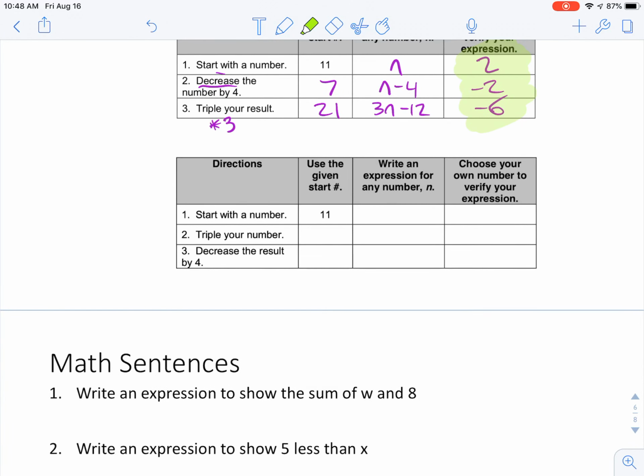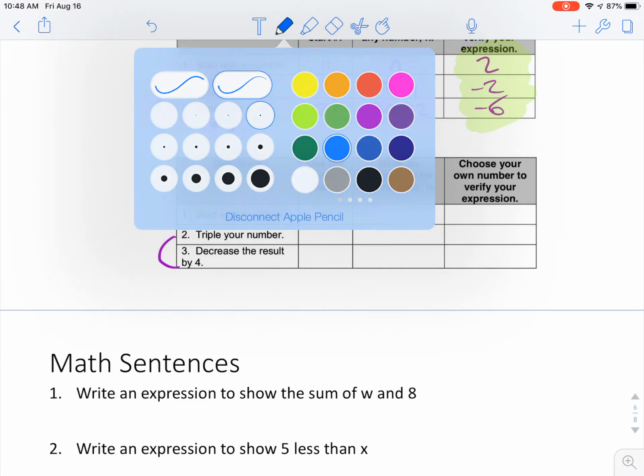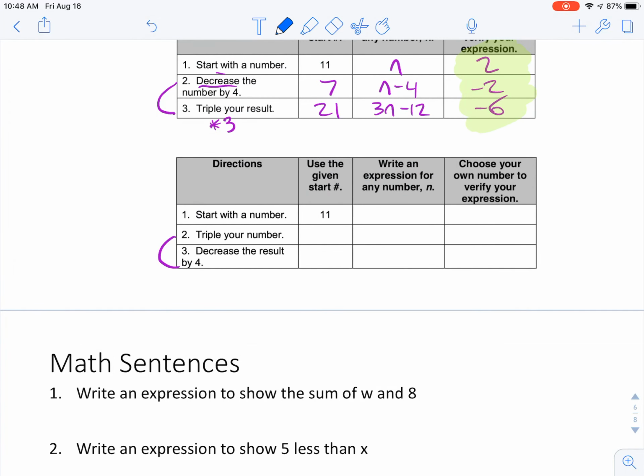And I want you to see that order matters. This problem's really, really similar. We're still decreasing by 4, and we're still tripling. But I want you to see how order of operations matters. To triple before you decrease is actually going to give you a different result. So let's watch that and see if that's true. So we're going to triple our number. 11 times 3 is 33. And then we're going to decrease that by 4 to get 29. See how we're getting a different result here than we did last time?